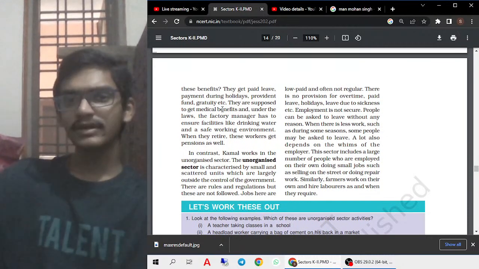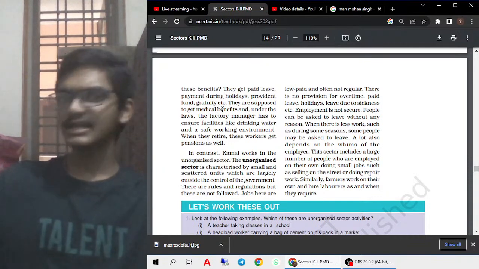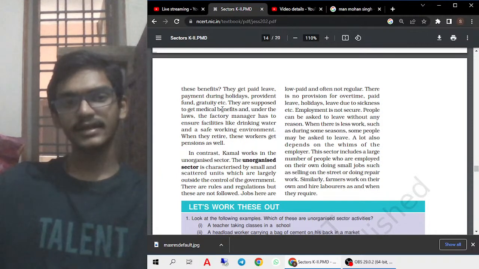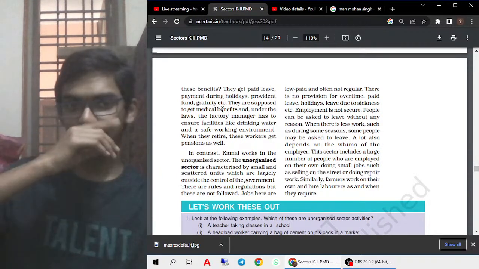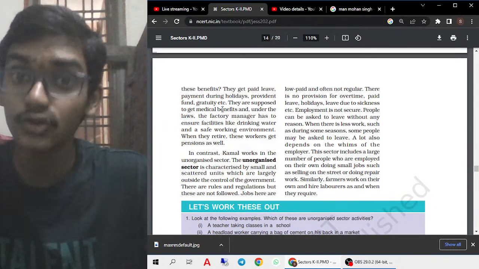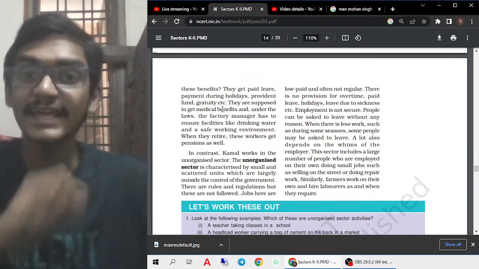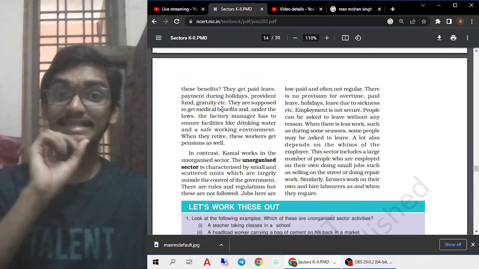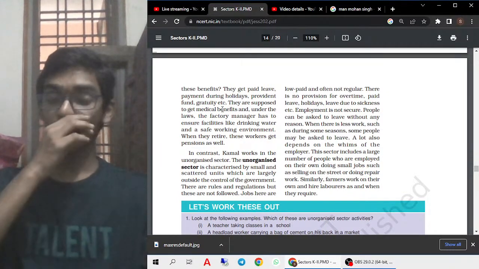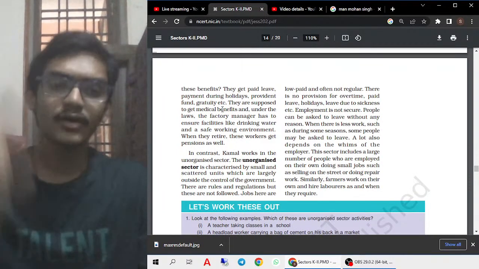Whereas the situation in the unorganized sector is completely the opposite of the organized sector. They are not given money when they are not going to work. There are no paid leaves, no gratuity, and no leave due to sickness. When there is less work, they are told to leave. In the organized sector, there are terms and conditions which they must follow. They cannot just terminate a person like that. They should give notice some time before. Whereas in the unorganized sector, they may be asked to leave at any time.